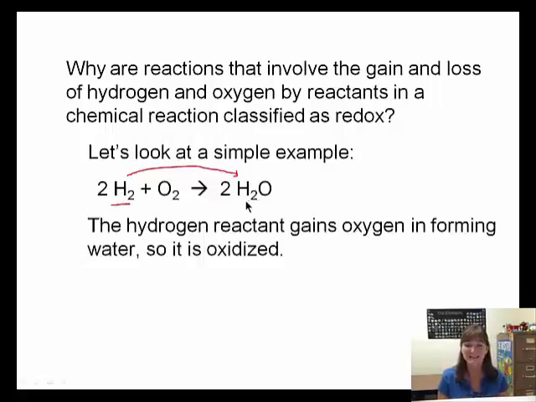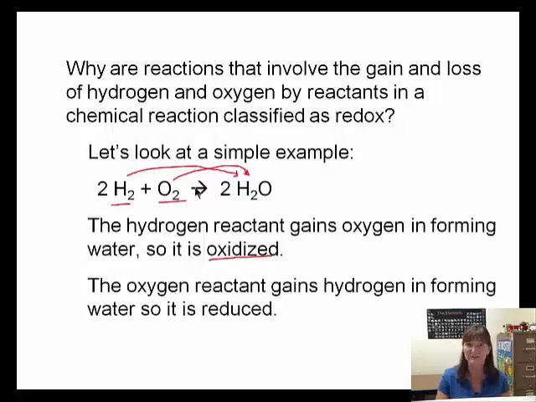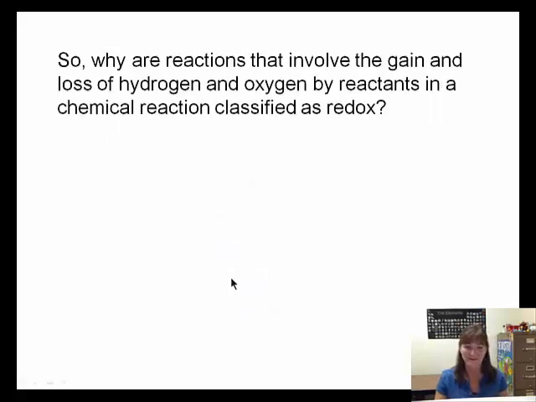So we would say that the hydrogen is oxidized because it went from not having any oxygens to having an oxygen. If we focus on the oxygen, when it turned into the water, the oxygen gained hydrogen. So that would be our definition of reduction. So we would say that the oxygen was reduced because it gained hydrogen. The hydrogen was oxidized because it gained oxygen. I didn't say that wrong.